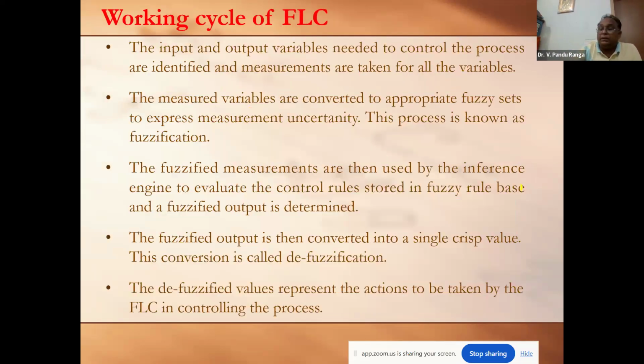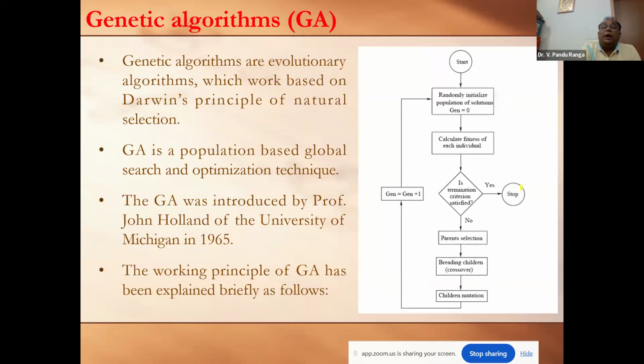And coming to this, for both neural network, optimizing the structure of neural network, and optimizing the knowledge base of fuzzy logic controller, if you see these two tools, neural network and fuzzy logic, both of them work based on the operation of the human brain, but there is a slight difference. The neural network works based on how the human brain gets training from our childhood days till death.